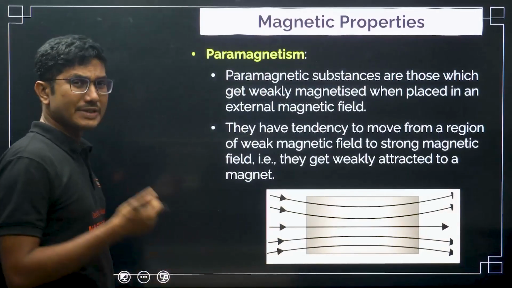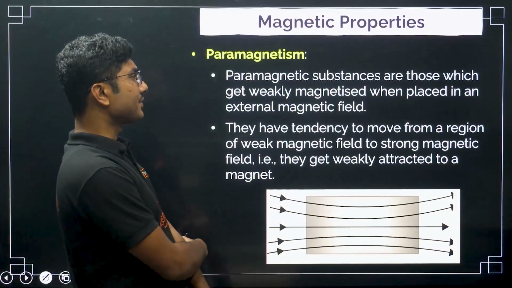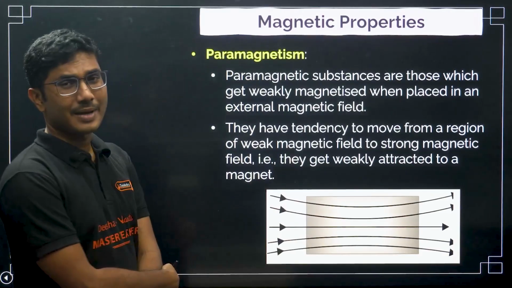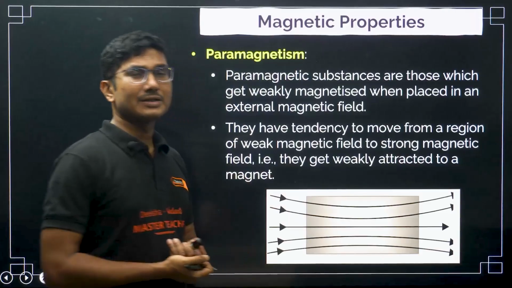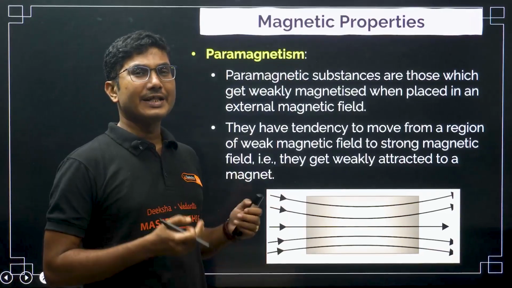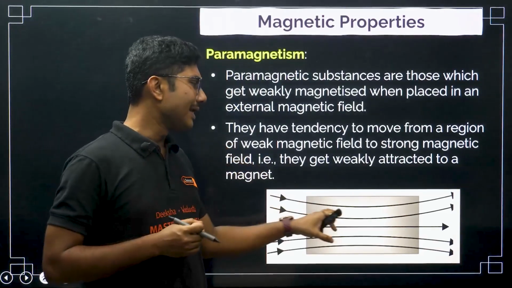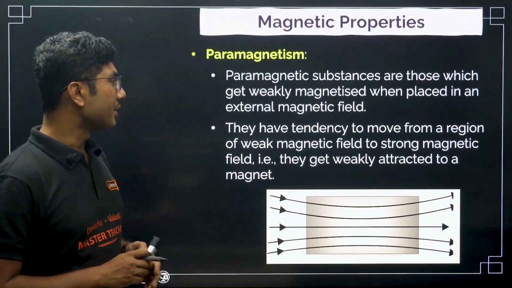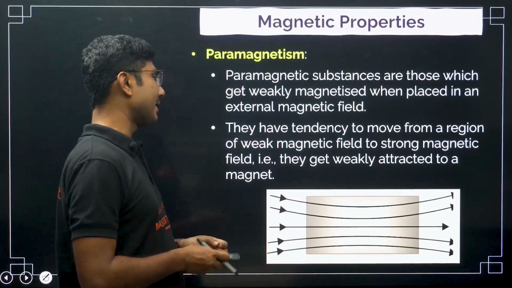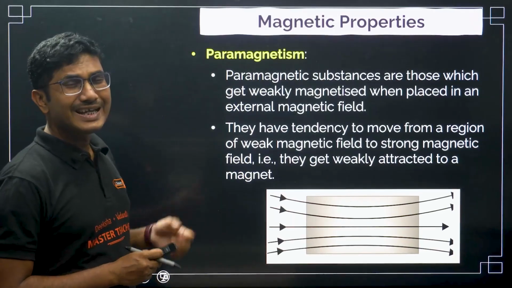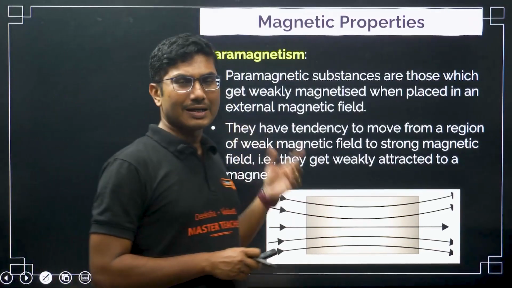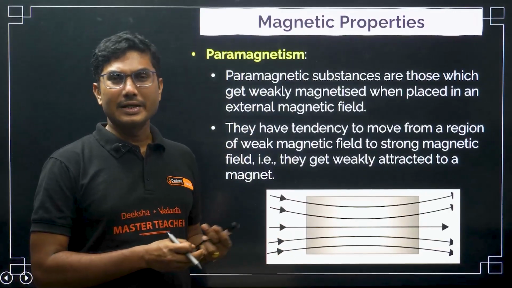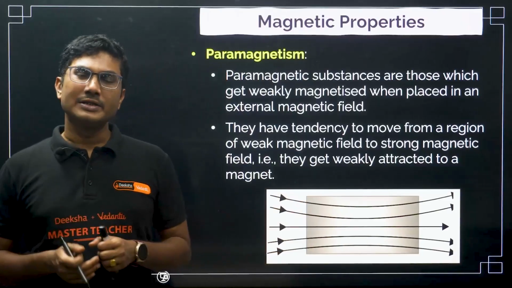Now paramagnetism is the second property. Paramagnetic substances are those which get weakly magnetized when placed in an external magnetic field. If you keep a paramagnetic substance in an external magnetic field, it very weakly attracts the magnetic field. They have a tendency to move from a region of weak magnetic field to strong magnetic field, that is, they get weakly attracted by magnets. So you can consider paramagnetism almost opposite to diamagnetism. Diamagnetic substances get repelled, paramagnetic substances get attracted.